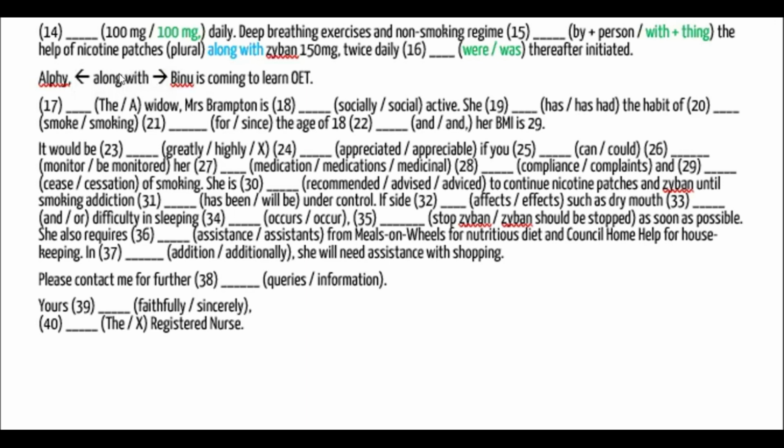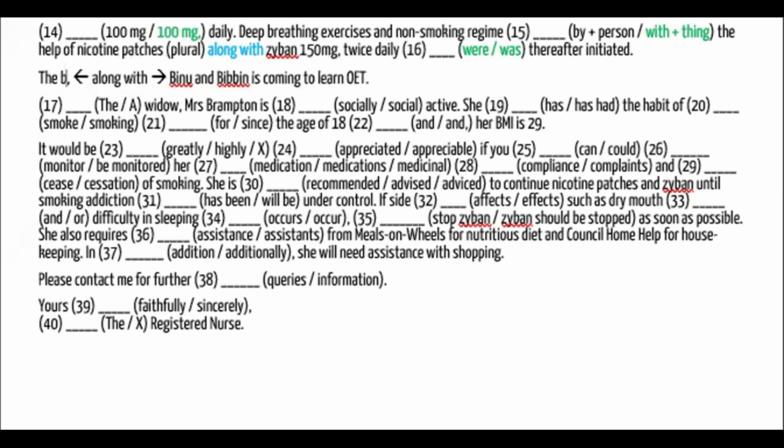Alfie, along with Binu and Bibin, is it are or is? Is coming. Again, Binu and Bibin, I'm really sorry. Although you are two people, still you are not considered seriously, because "along with" means whatever comes after "along with" is almost negligible or not very important. Only Alfie is important here.